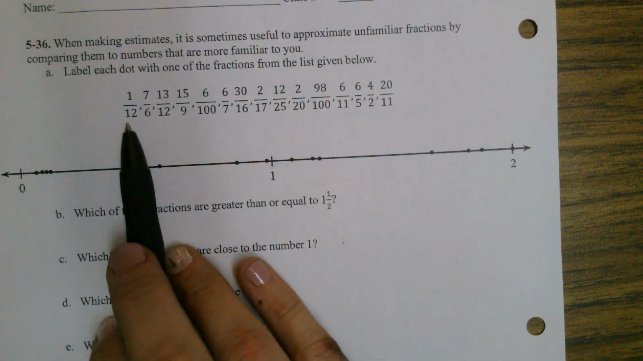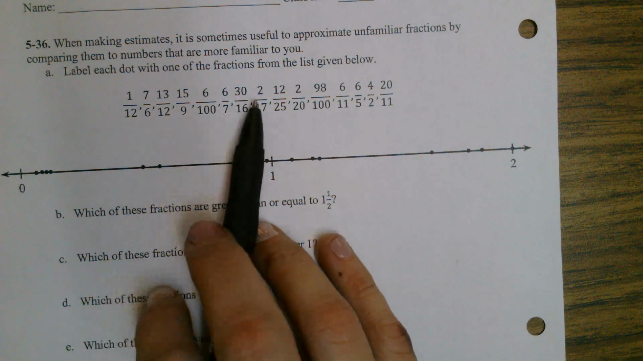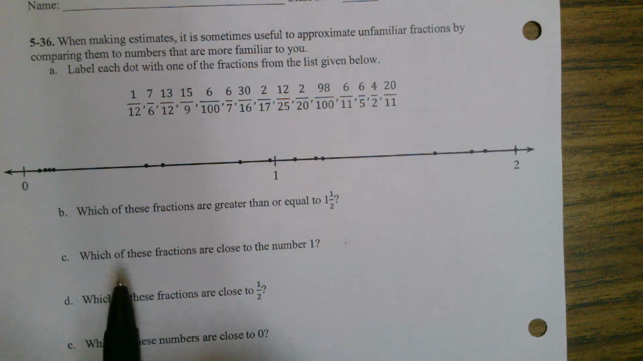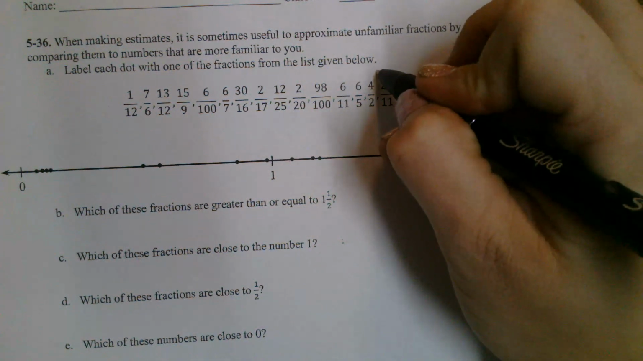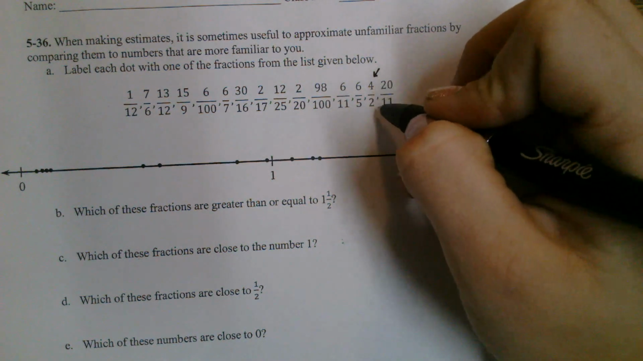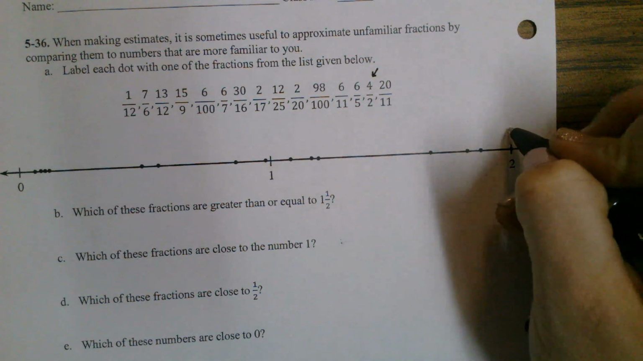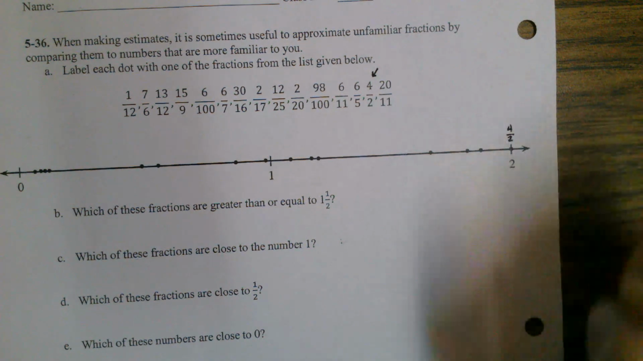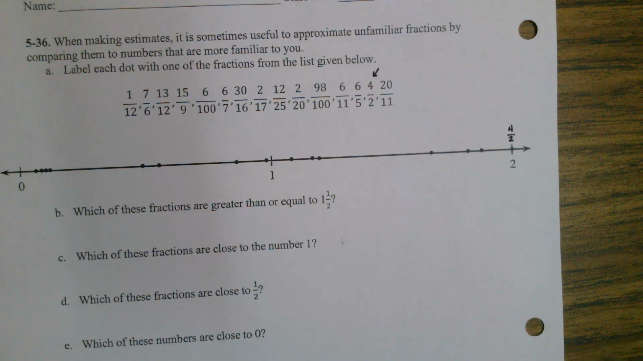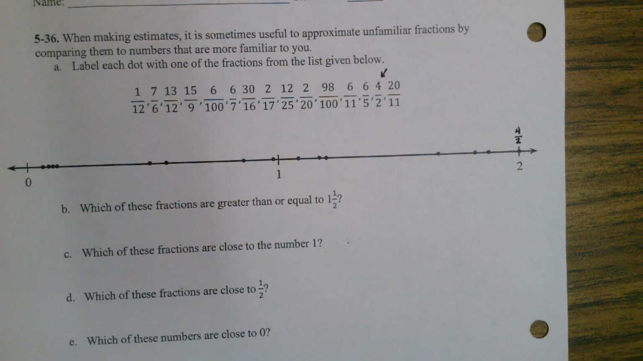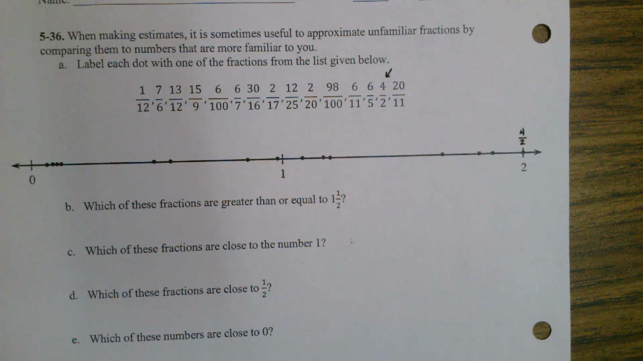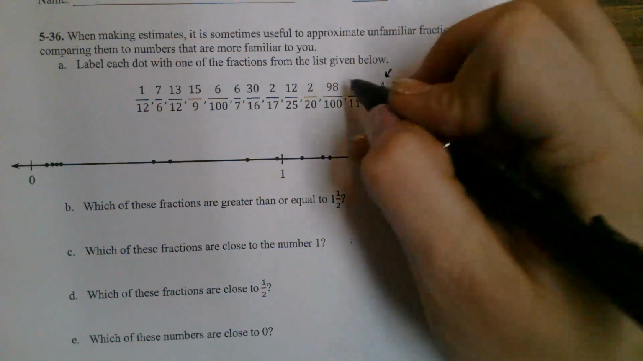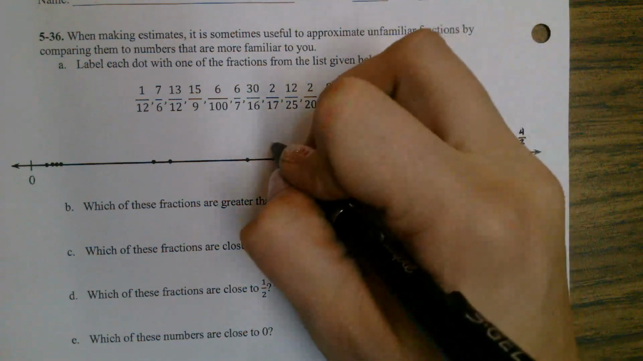Okay. So what I'm going to do is go through and make sure that none of them have the same numerator and denominator. And they don't. But I do see one here, 4/2. That's 4 divided by 2. That's 2. So above the 2 is 4/2. Okay. So if that's the case, then I can kind of work from there. So there's this one right here that's really close to the 1, 98/100.